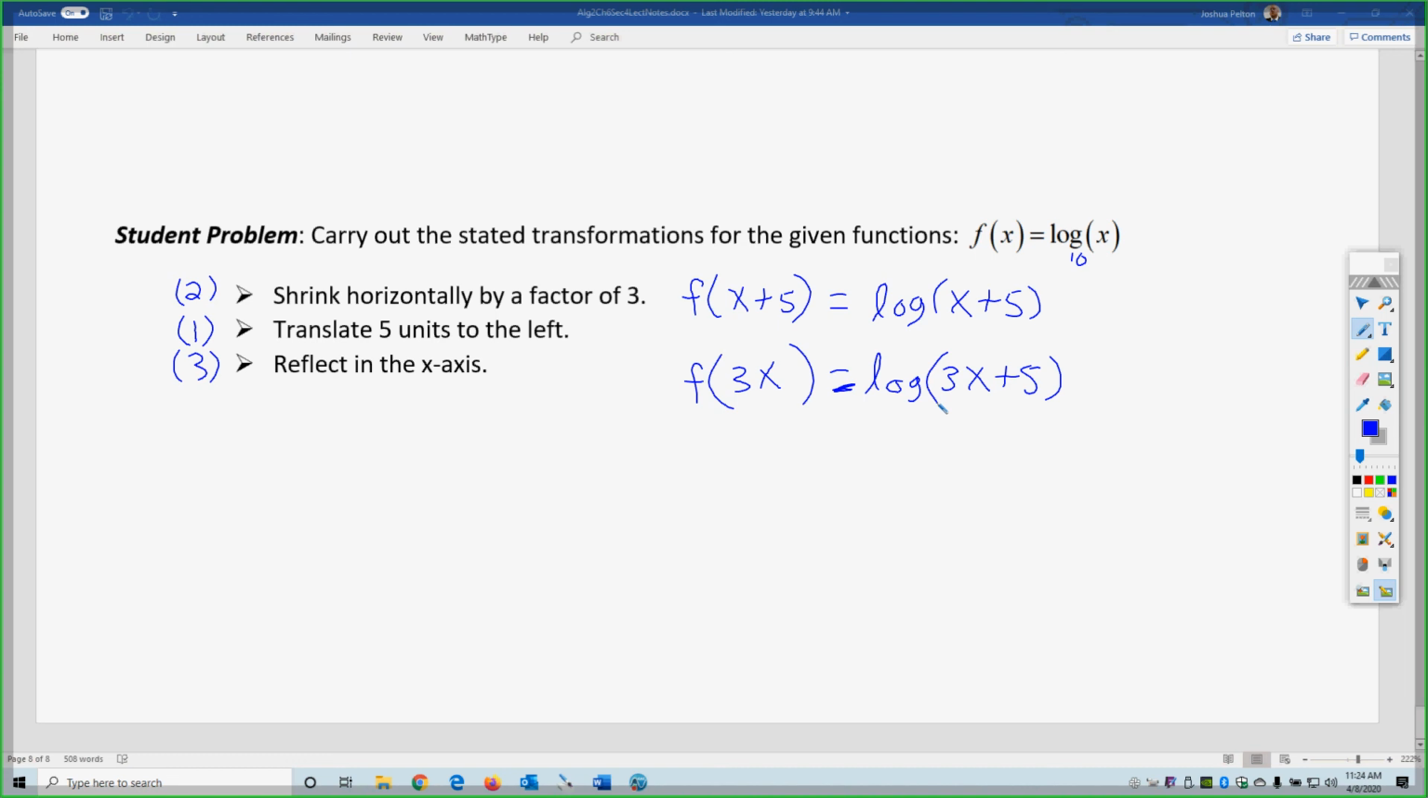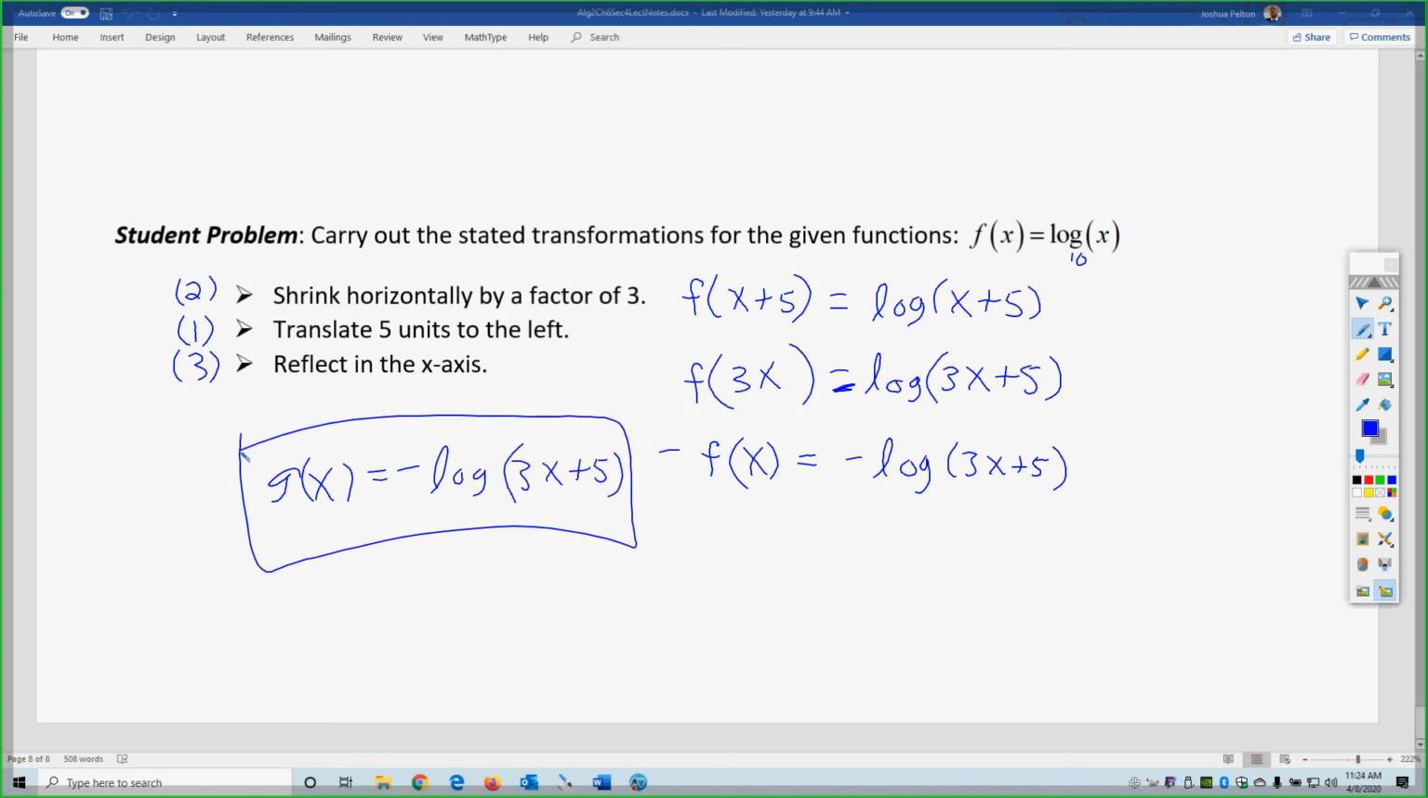And the last is reflect in the x-axis. So that's going to be on the outside, since I'm changing my y value to go over the x-axis for the third one. So that's negative log of 3x plus 5 for my new function of g of x, which is negative log 3x plus 5. And that is the end of part 5.